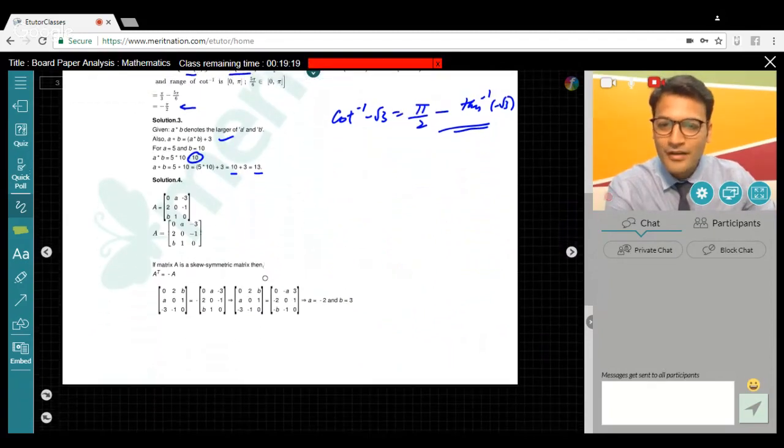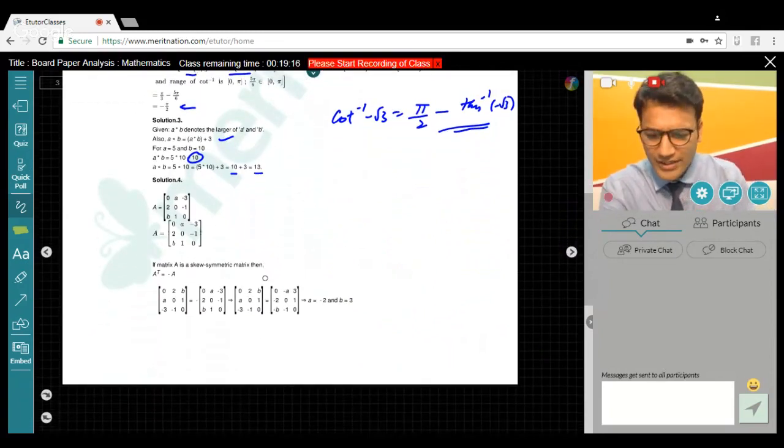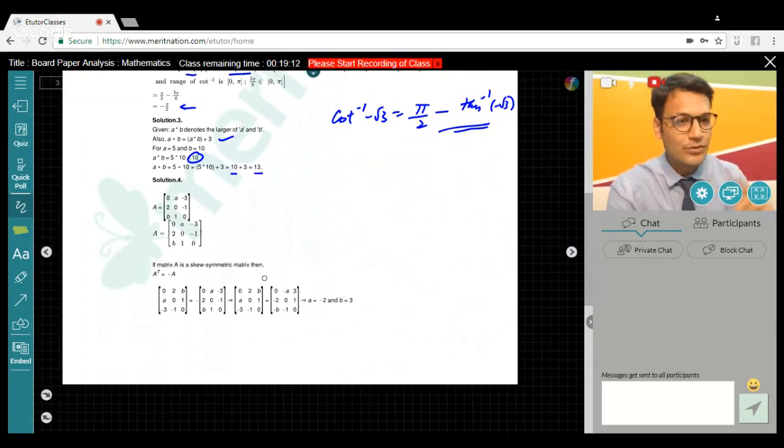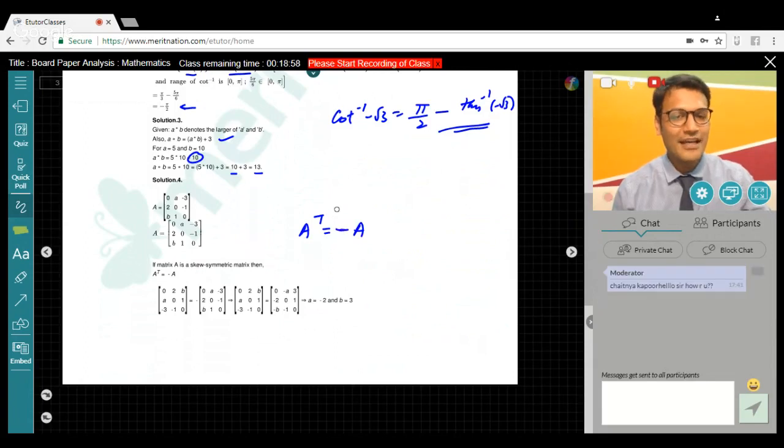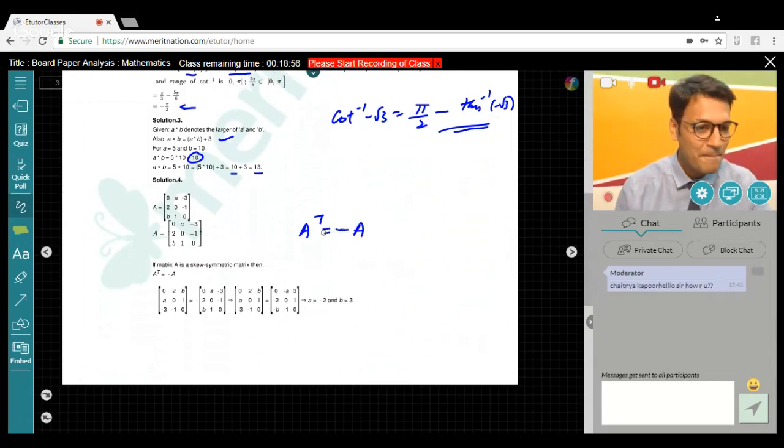The fourth one, let me check the question. Matrix A is given, and it's a skew symmetric matrix, and you need to figure out the value of A over here. If it's a skew symmetric matrix, you need to know these words. Section A was entirely based on the basic formulas and terminology. A symmetric matrix has A transpose equal to A. Skew symmetric is A transpose equal to minus A.